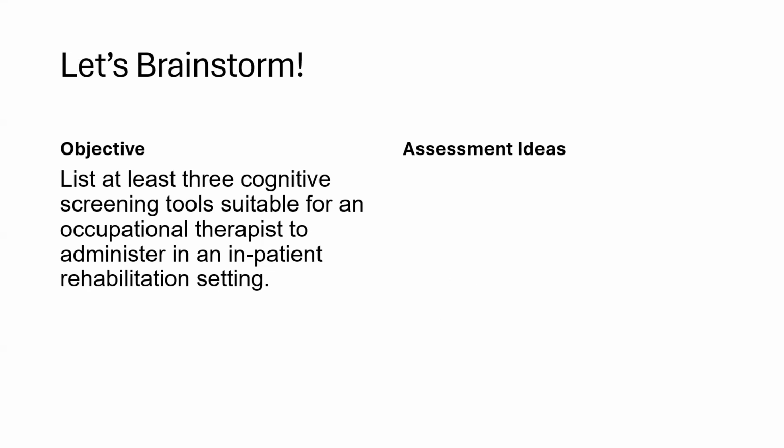Using some examples. These are objectives created by students in our graduate teaching assistant program. And so I wonder if we could just brainstorm a couple of ideas for each one about what might be an assessment that could align with this objective. So the first one is from a physical therapy student. List at least 3 cognitive screening tools suitable for an occupational therapist to administer in this particular setting. So what might be a way we could assess this?